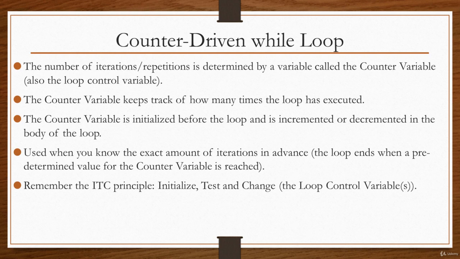Now this is used when you know the exact number of iterations in advance, as I mentioned, and so the loop is going to end when a predetermined value for the counter variable is reached. Let's say we want the loop to repeat 3 times. Then we set our variables according to that. So the basic stuff that we talked about before still applies, and you can remember this as the ITC principle: initialize, test, and change the loop control variables. That applies to both the while and the do while loop.